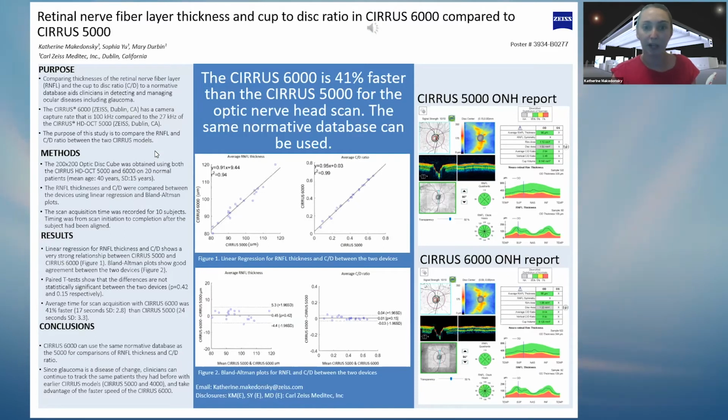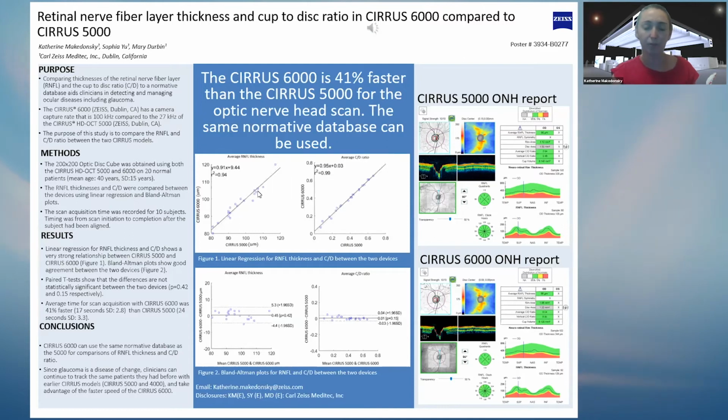So we evaluated about 20 normal patients using both of the devices. The mean age was 40 years. We took a 200 by 200 optic disc cube scan on the patients. Upon reviewing the results, we compared using Bland-Altman plots as well as linear regression. As you can see here, the two devices do end up correlating with each other very well.